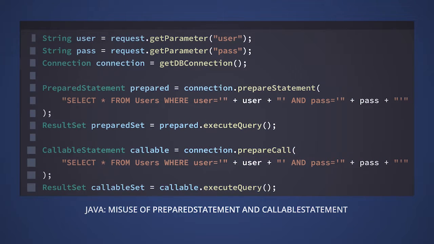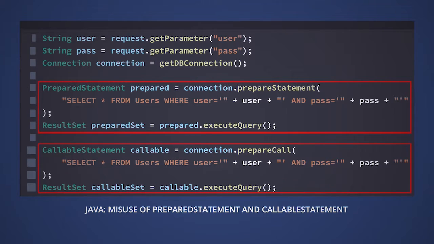Misuse of the connection class to create prepared statement and callable classes can also result in a SQL injection vulnerability. Consider the following Java code snippet. This code snippet illustrates how the same query can be executed via a prepared statement or a callable statement, but does so insecurely. The prepare statement and prepare call methods of the connection class accept arbitrary SQL code that is then pre-compiled in memory. If the application makes use of attacker-controlled data when constructing the first argument to these methods, as is the case in this example, then the app is vulnerable to SQL injection.